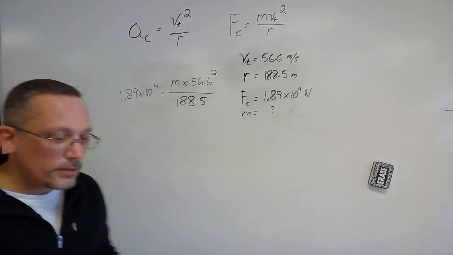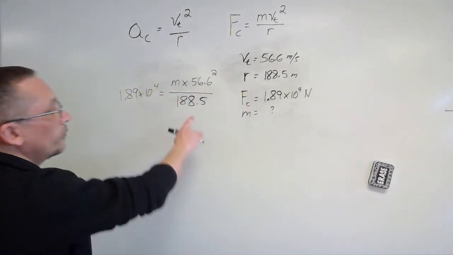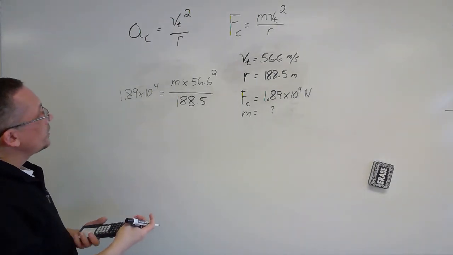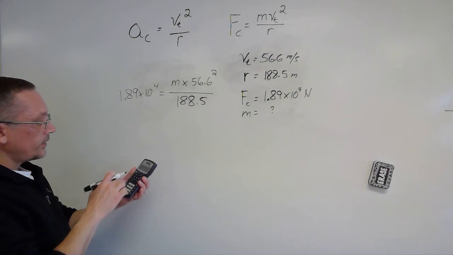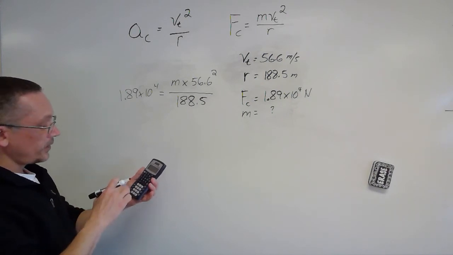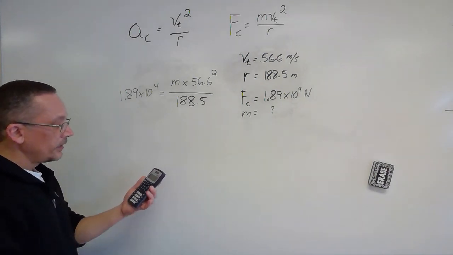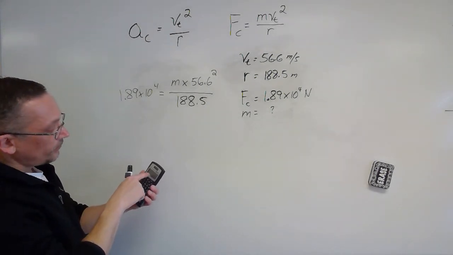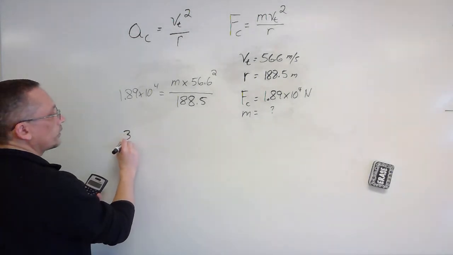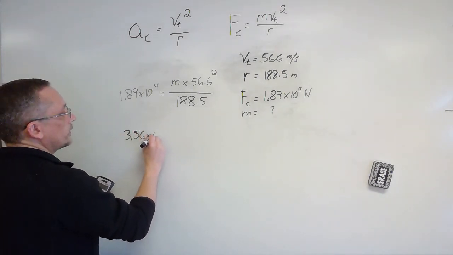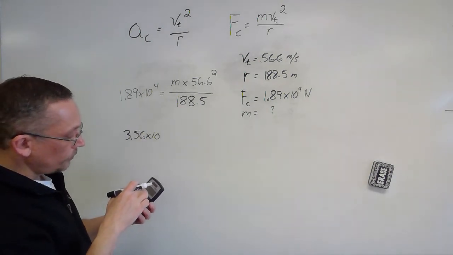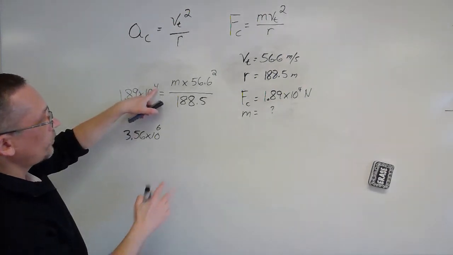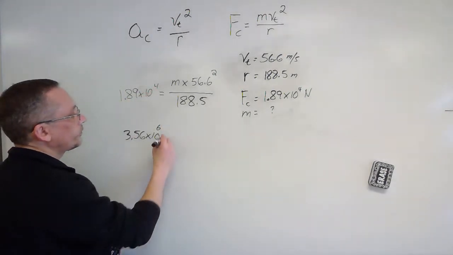Okay, so let's go ahead and solve this. I'm going to grab my calculator. I'm going to multiply the 188.5 to the other side of the equation. So that was 1.89 times 10 to the 4th times 188.5. And I'm going to want to keep 3 significant figures here. So 3.56 times 10 to the 6th power, which makes sense because 4 and 2 would be 10 to the 6th.